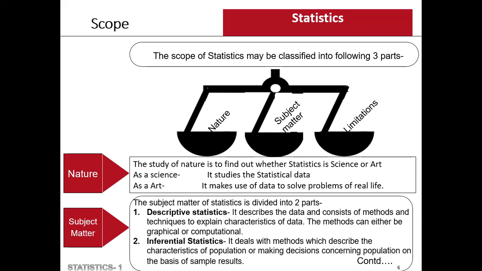The second one is inferential statistics. It deals with the methods which describe the characteristics of a population or make decisions concerning the population on the basis of sample results. That means here we're going to make a conclusion. Conclusion on what? Conclusion on the basis of the outcome of data analysis. We collect the data, analyze it, and make a conclusion out of that. That is why it's called inferential statistics.